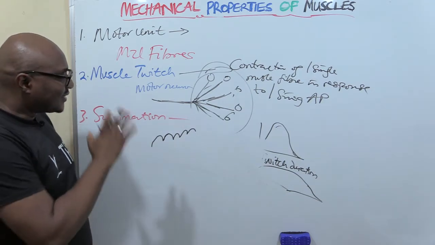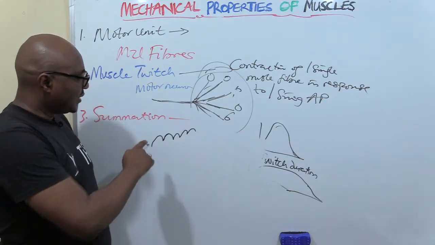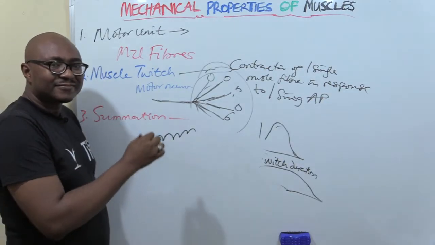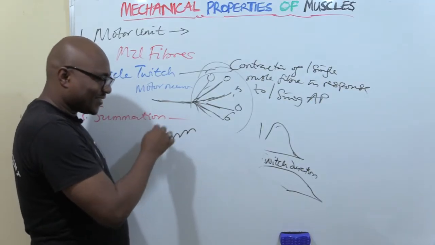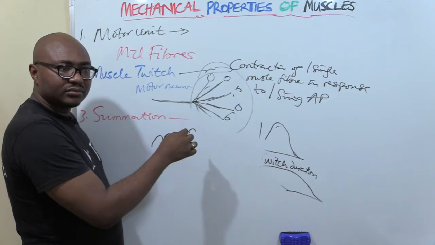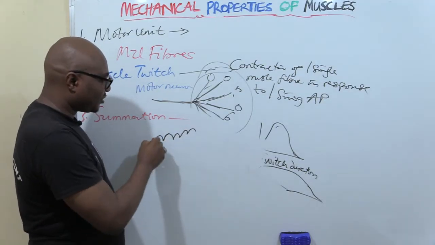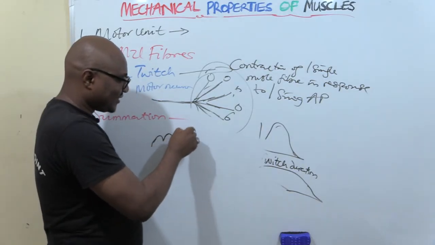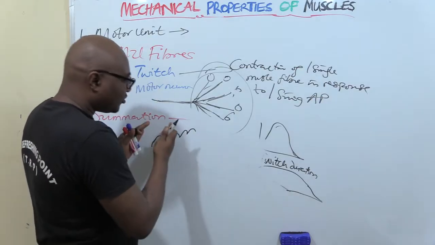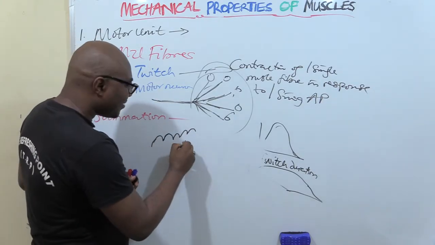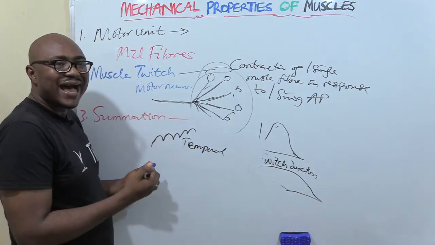If it's happening in one muscle fiber, the summation is known as temporal summation, based on the increasing frequency of action potential and stimulation. Increased frequency of stimulation will cause increasing summation of the contraction that doesn't allow one to finish. So it's called temporal. Okay, temporal summation.